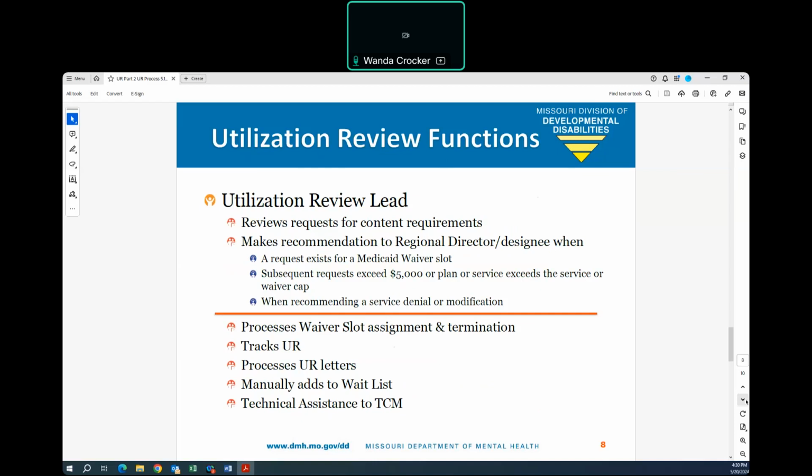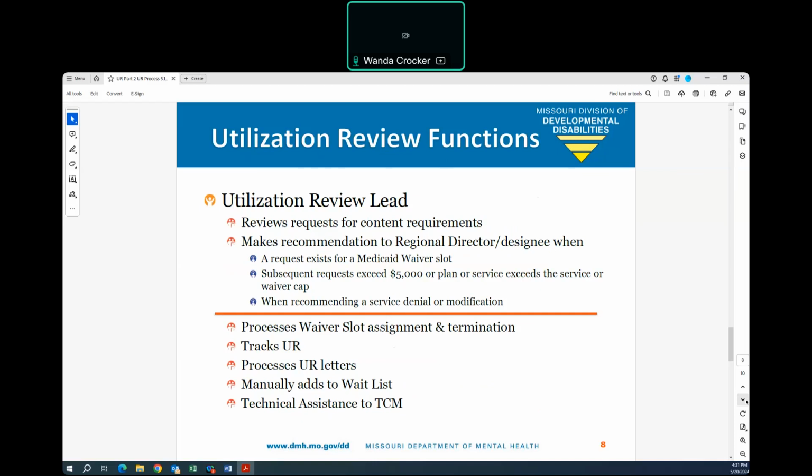Some of the other things that the UR lead does are listed here below. Some of our UR leads do not have clerical support and some do. In the last 12 consecutive months, the 17 UR leads in the state have processed more than 26,000 utilization review requests. In addition to that, they are processing waiver slot assignments and termination. They're tracking all their utilization review information. They're processing or sending out the utilization review letters. They manually add and remove people from the wait list.